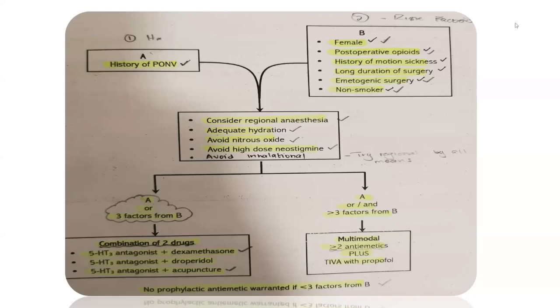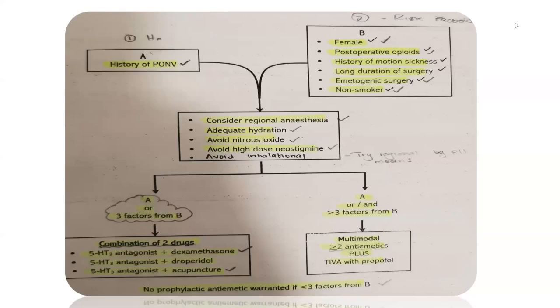And then there's a couple of things that you need to consider. You need to consider the use of a regional anesthesia technique. You need to have adequate hydration, avoid the use of nitrous oxide, avoid high doses of neostigmine, and also try and avoid the use of inhalational agents. If a patient has A, which is the history of vomiting, or three factors from box B, then you have to consider a combination of 2 drugs, which is your serotonin antagonist and your dexamethasone. So whatever you're giving, your anti-serotonin must be there.